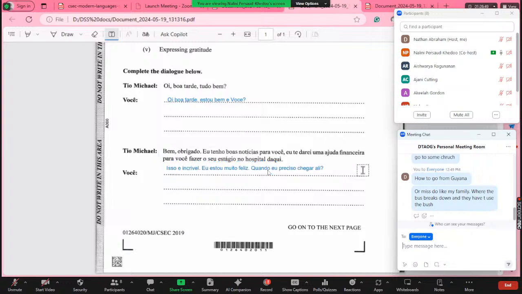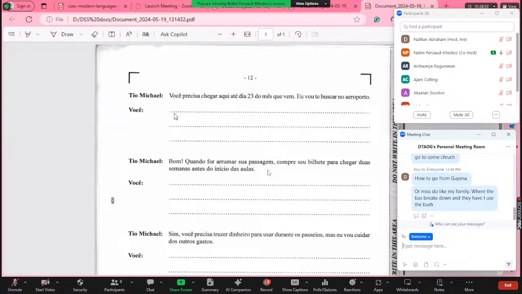So next we're going to go to this one here. This is the other page. So Uncle Michael now says, você precisa chegar aqui até dia 23 do mês que vem. Eu vou te buscar no aeroporto. So this uncle is saying you need to arrive here on this date, and I'm going to receive you or collect you at the airport.